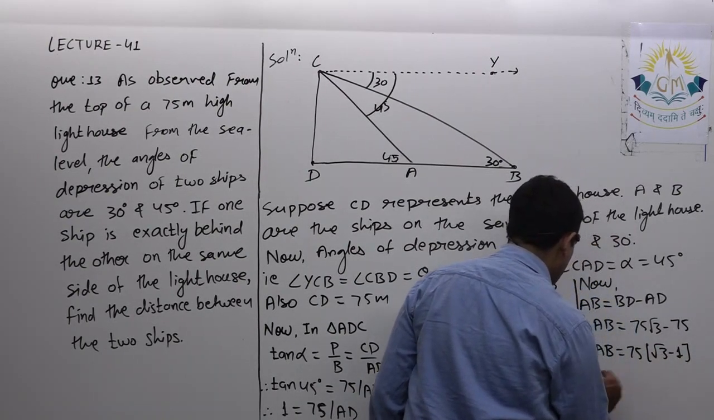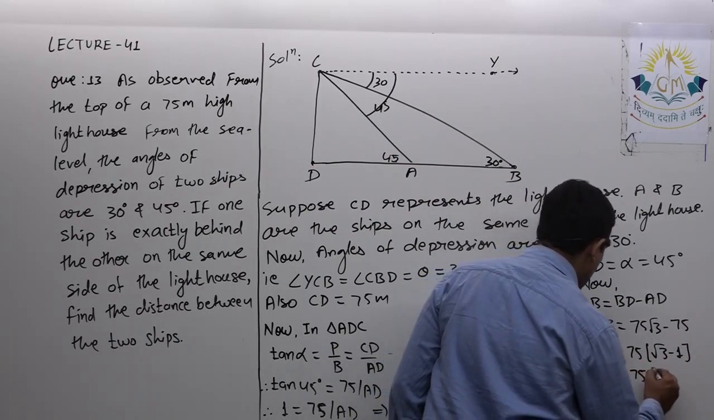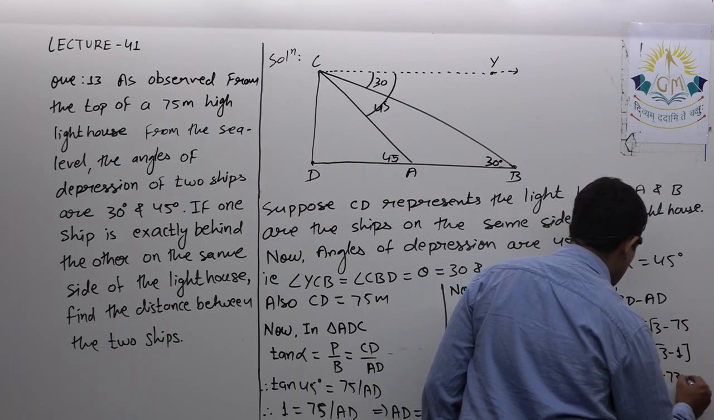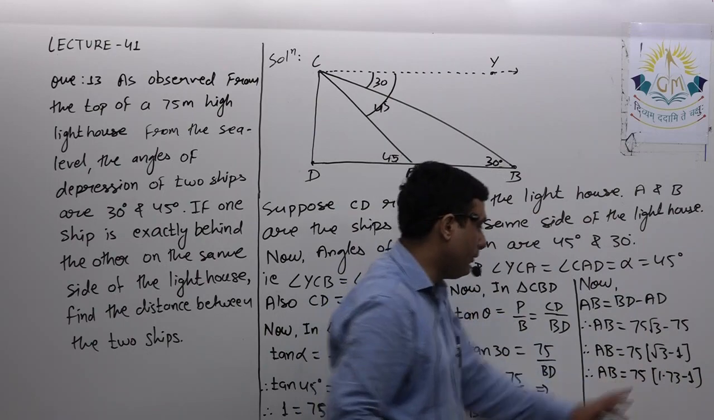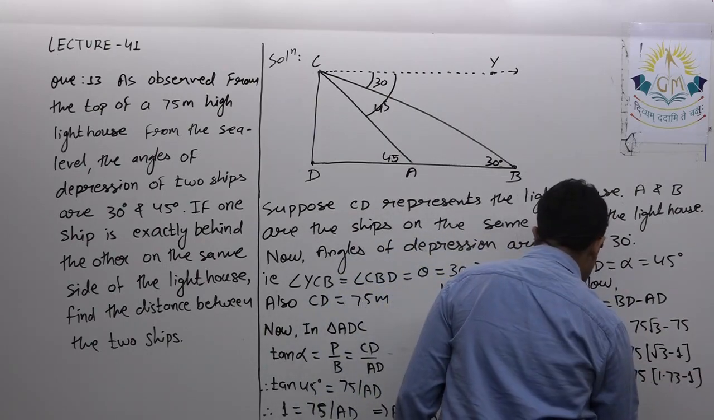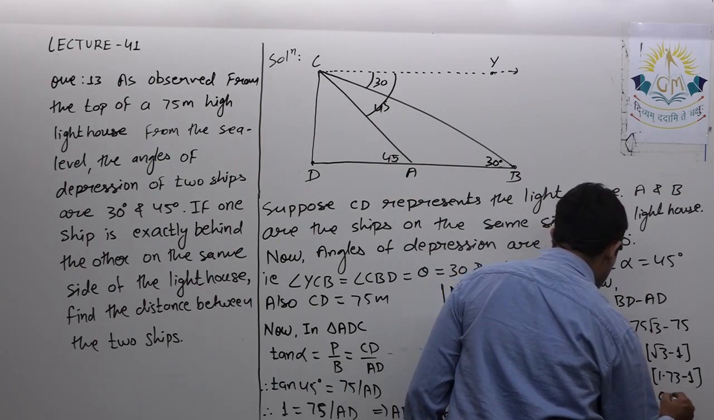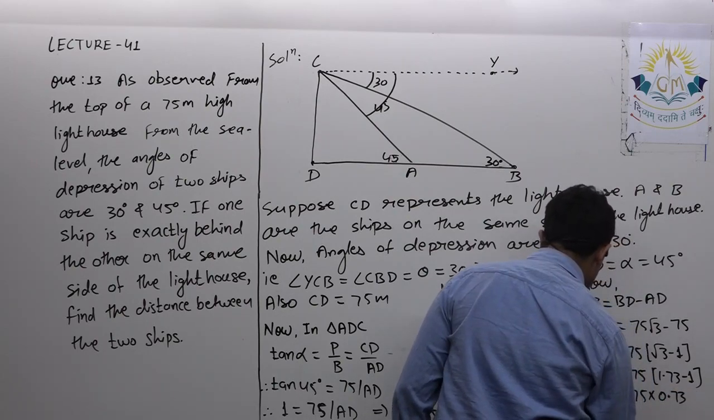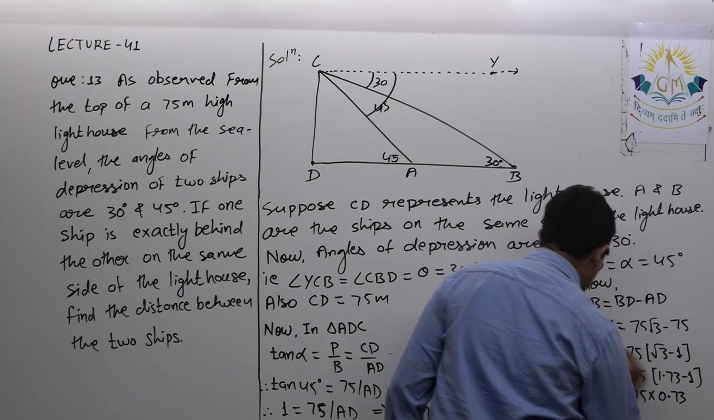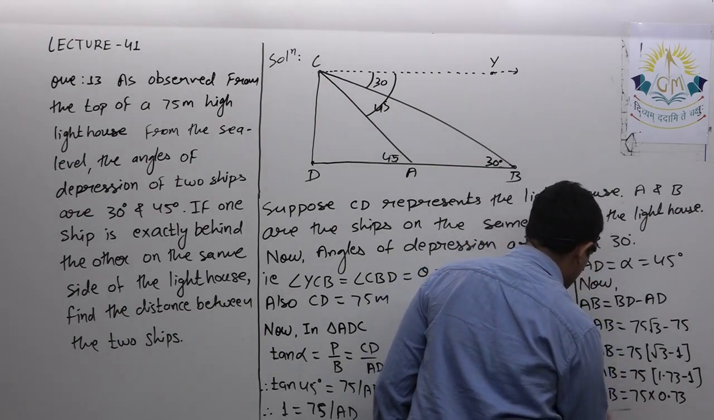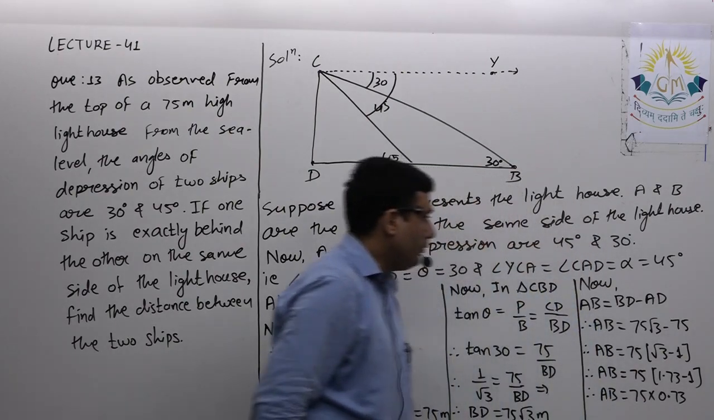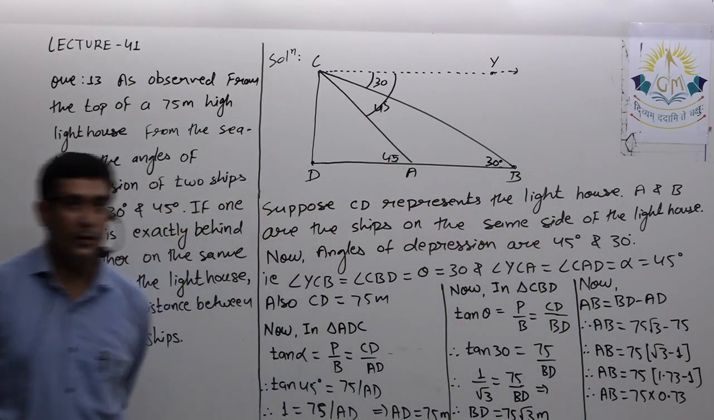Here also I can keep my answer like this as a final answer, but I will advise you to do the further calculation, because it is not that difficult. Root 3 is 1.73. So AB is equal to 75 multiplied by 0.73. Now the multiplication gives me the final answer. So multiply these two and get the final answer.